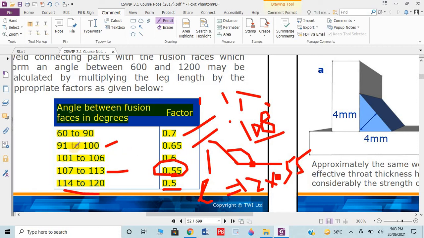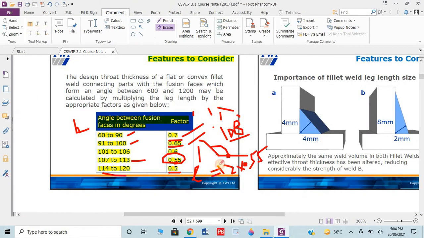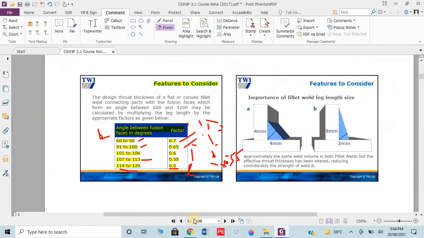If the angle is between 91 to 100, or 95, 96 degree, then you need to multiply it with 0.65. Or if the angle is 90 degree, or he said isosceles triangle or perpendicular triangle, then the angle is 90 degree automatically, and you need to multiply it by 0.7. I hope you got this point. But in normal condition, the C-SWIP guys are not experts in mathematics, so they don't impose the condition, but you should remember this one.